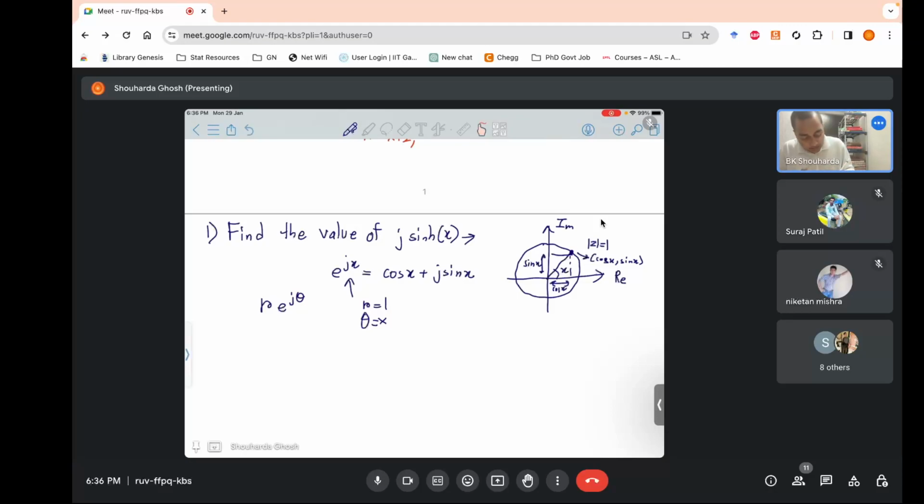Now if I put e to the power minus jx, I'll assume that you know certain things, because these are fundamentals that have been covered in class 11 and 12. So I won't get deep into that. I'll be revising them, but I will not be proving them. For example, e to the power minus jx is cos of minus x plus j sine of minus x. Now I'm sure you know these properties.